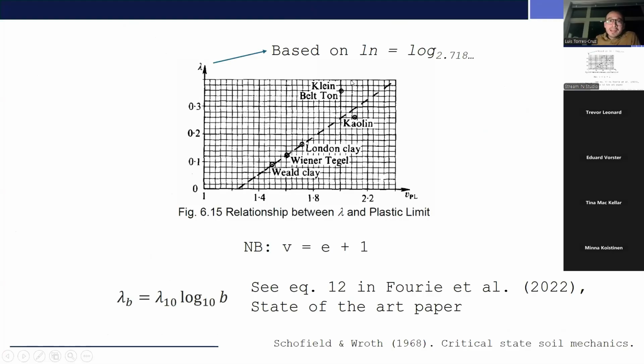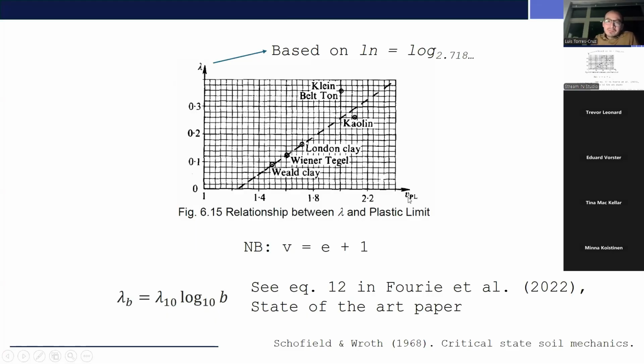So that was for non-plastic soils. What about for plastic soils? Soils that do have measurable plasticity limits. So here we can use correlations, say from this one from 1968 in the original critical state soil mechanics textbook. Back then, Schofield and Roth were already pointing out that there is a correlation between lambda and the plasticity limit. But this is not the plastic limit in itself. It is actually the V, which stands for the specific volume at the plastic limit.